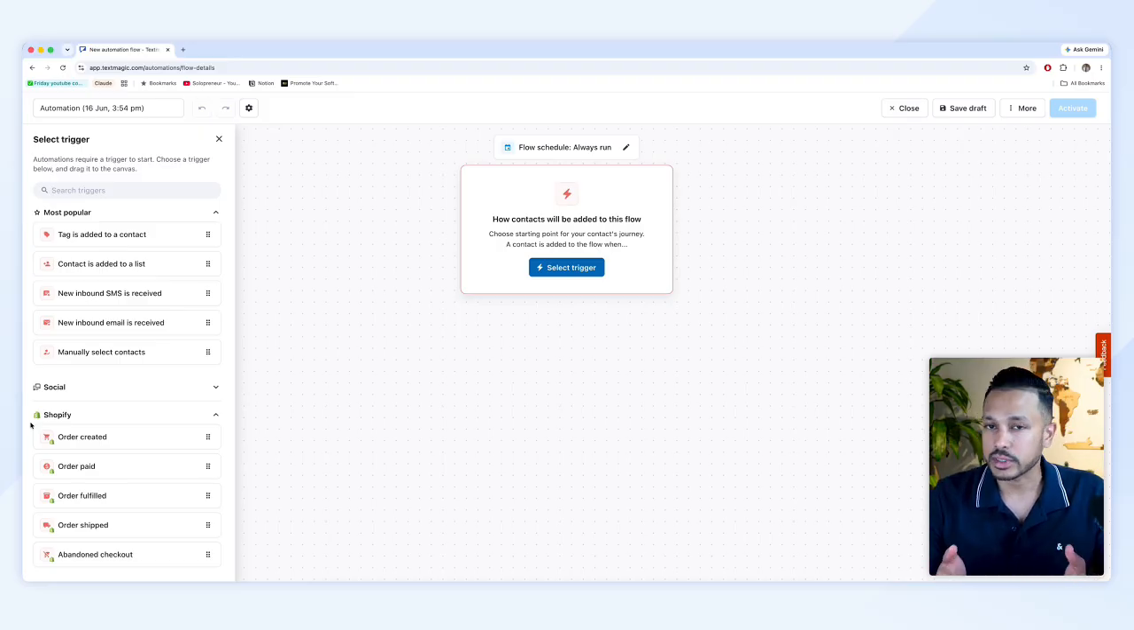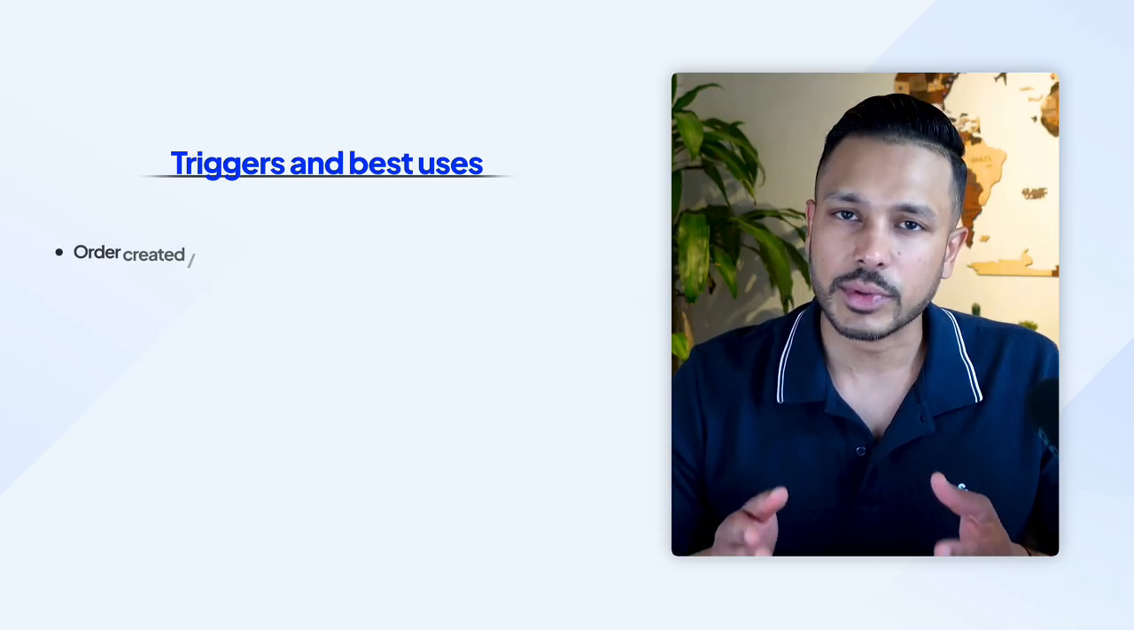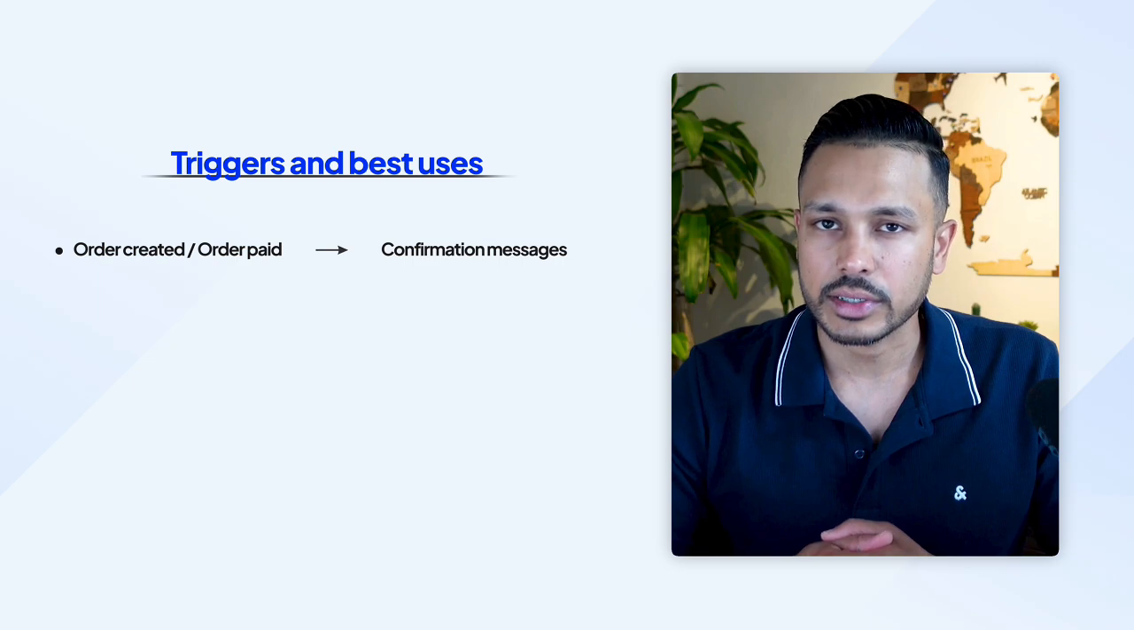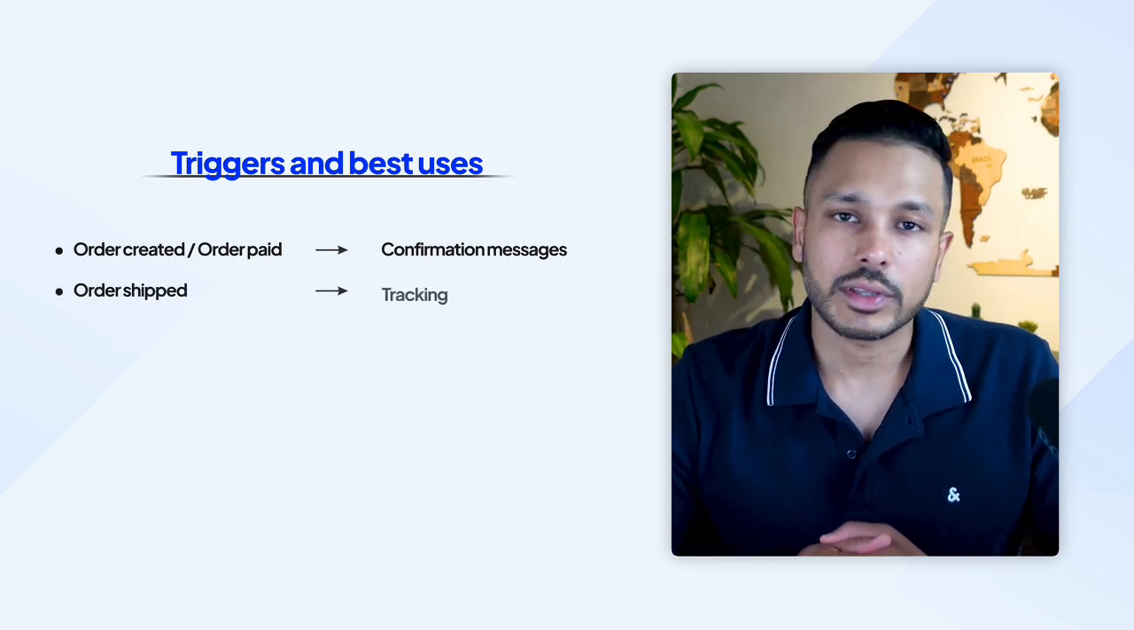So you could, for example, send a special message only when a high value order comes in, or only for a specific product range. Here are some of the best use cases for each trigger. Once a customer creates or pays an order, send them an order or payment confirmation text. Help them easily track their order by triggering an order ship text message with a tracking link.